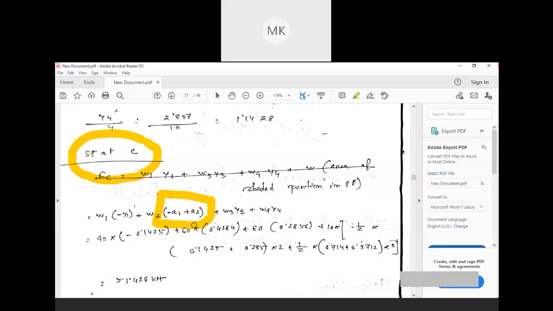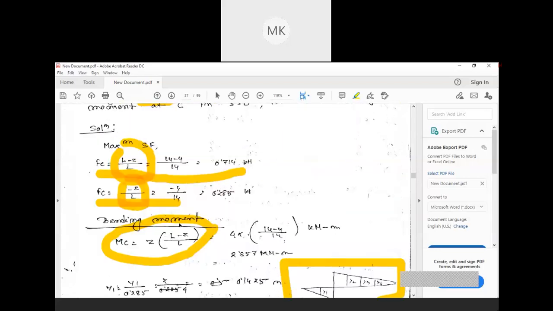So for that, this extra portion will come. In the second part, there will be the area for the UDL. So we need to consider the area for that UDL. Again, by following the trapezium area, we need to find it out as we did earlier when we calculated the area of a trapezium. Similarly, we need to do it for the UDL.